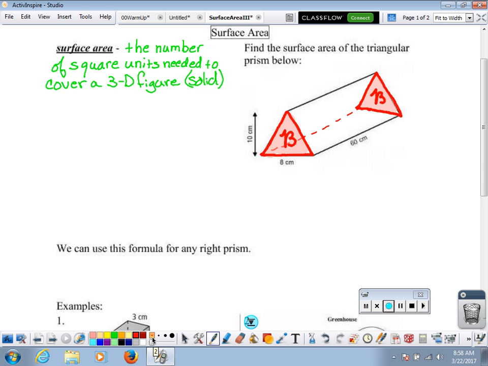Now, in order to find the surface area of a prism, we take 2 times the area of one of those bases plus the perimeter of one of those bases times how far apart those 2 bases are. So, using this formula, I'm going to need to find the area of one of those bases, the perimeter of one of those bases, and how far apart those bases are. So, let's start with the area of one of those bases.